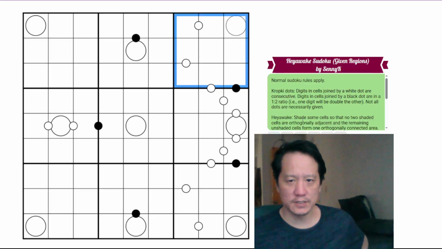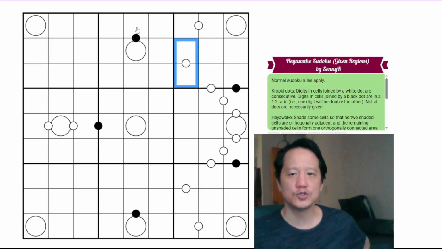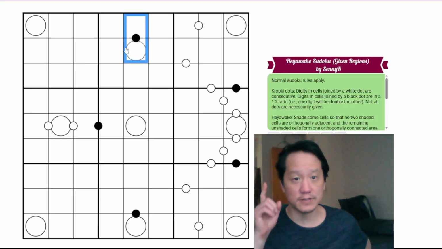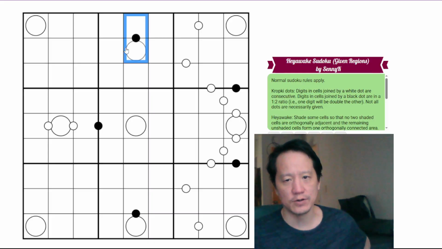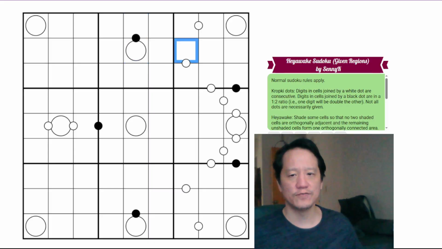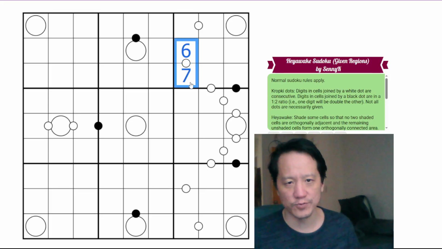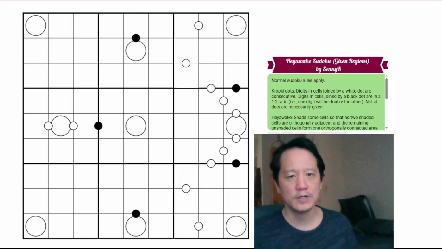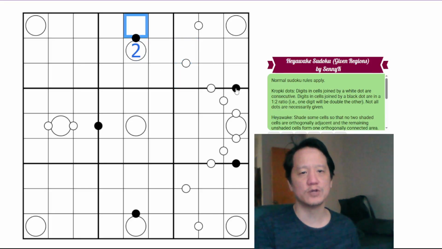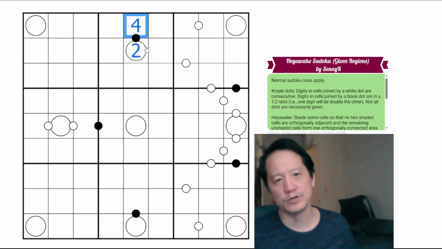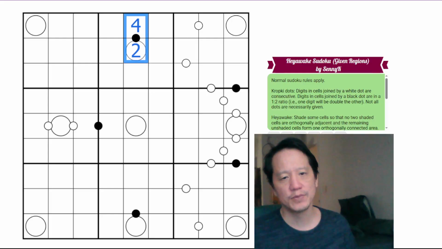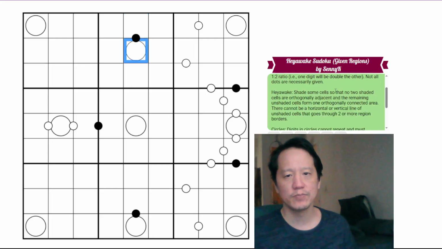We have Kropke dots, where digits in cells joined by a white dot are consecutive, and cells joined by a black dot are in a 1:2 ratio. That is, one digit will be double the other. Not all dots are necessarily given. So, for example, if this were a 6 here, this would have to be 5 or 7 to be consecutive with it because there's a white dot between them. If this were a 2 here, this would have to be 1 or 4 to maintain the 1:2 ratio because there's a black dot between them.